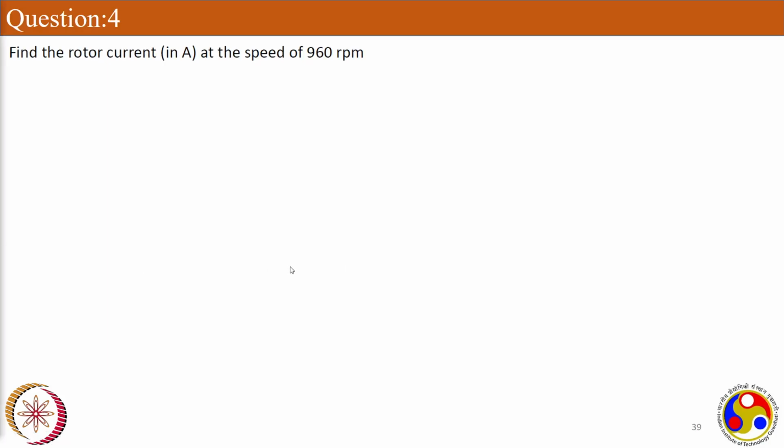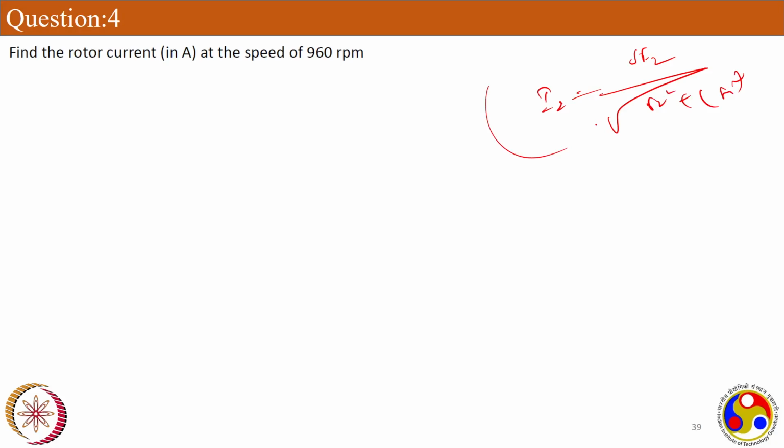Ultimately you need to remember the equivalent circuit of the induction machine. Everything would be solved from that. You calculate the rotor current: I2 is equal to SE2 over root of R2 square plus SX2 square. This will give you the rotor current. At the starting, substitute S equals 1 and you will get the starting rotor current. Now rotor power factor at the starting. Power factor is cos phi, which is R divided by Z, where R is resistance and Z is the equivalent impedance.